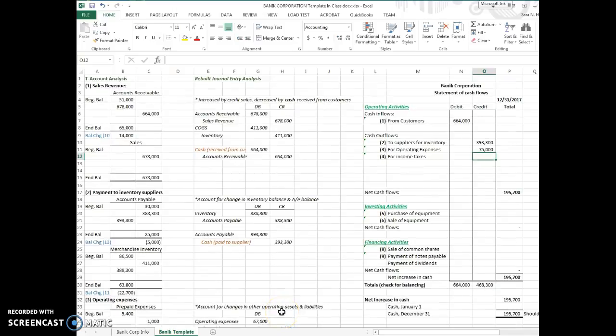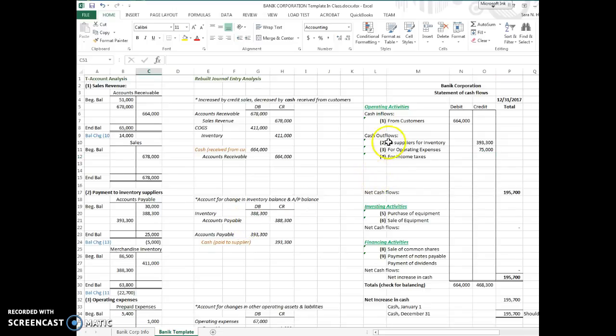Because again, remember, we're just trying to determine what the cash change was during the period. And because of accrual accounting, simply looking at the income statement and the expense is not going to tell us what the actual cash change was.